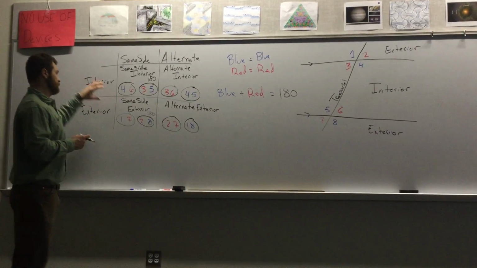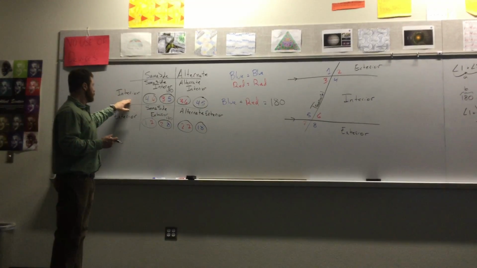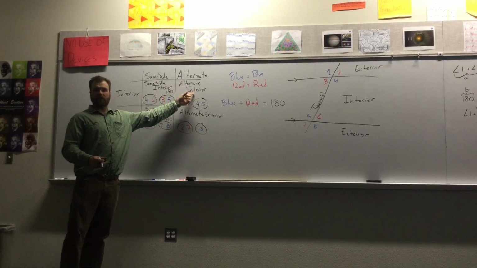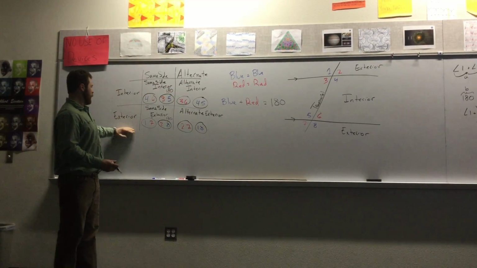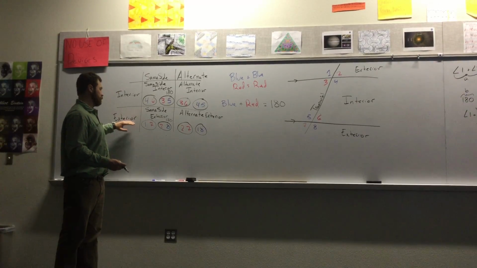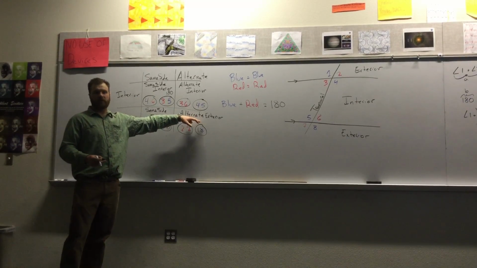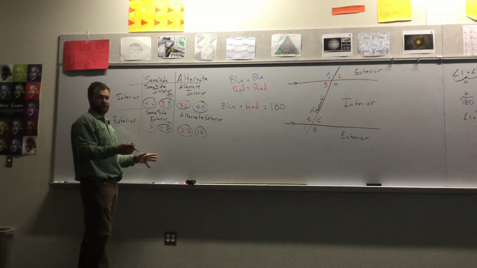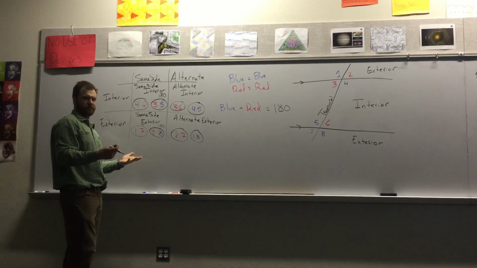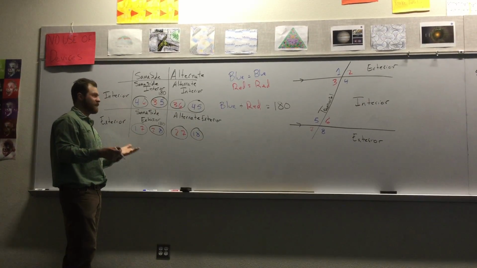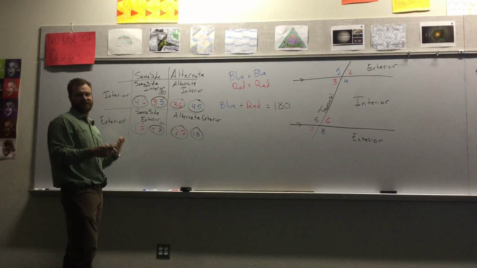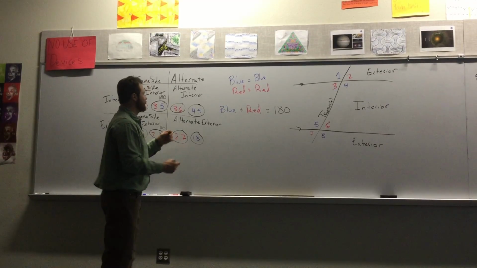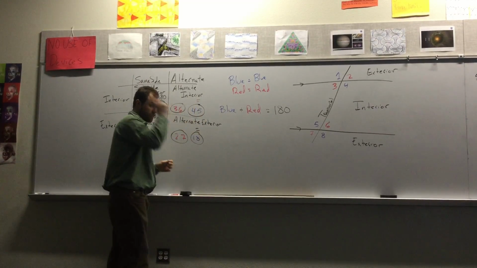Okay, see how this is a grid, right? The top row of the grid is all interior. The bottom row is all exterior. The right column is all alternate. This one's all same side. It's a table. It's a good labeling convention. Alright, thanks. Okay, these are all equal, right?